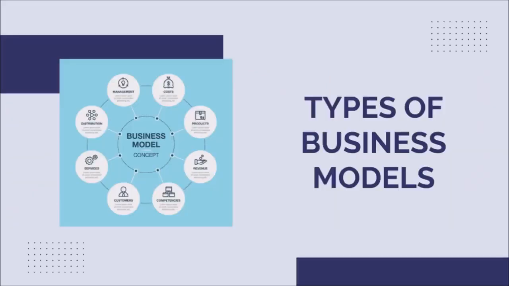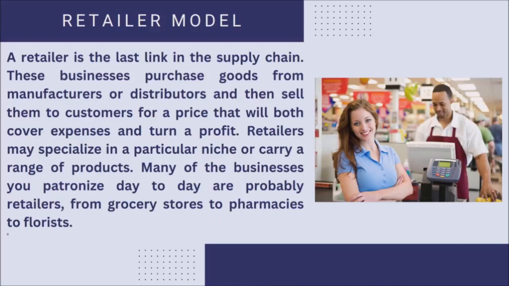Types of business models. A retailer model. A retailer is the last link of the supply chain. These businesses purchase goods from manufacturers or distributors and sell them to customers for a price that will both cover expenses and turn a profit. Retailers may specialize in a particular niche or carry a range of products. Many of the businesses you patronize day to day are probably retailers, from grocery stores to pharmacies to florists.